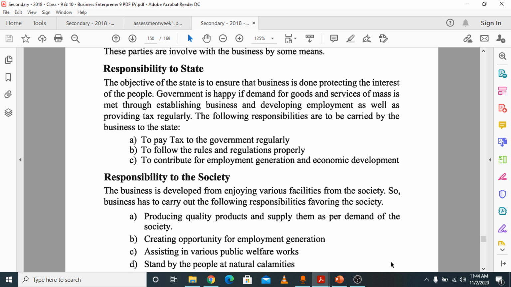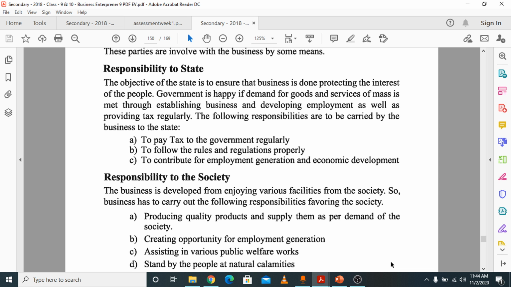Then responsibility to the society. The business is developed from enjoying various facilities from the society. So business has to carry out the following responsibilities favoring the society. That means towards the society, some responsibilities are mentioned here.